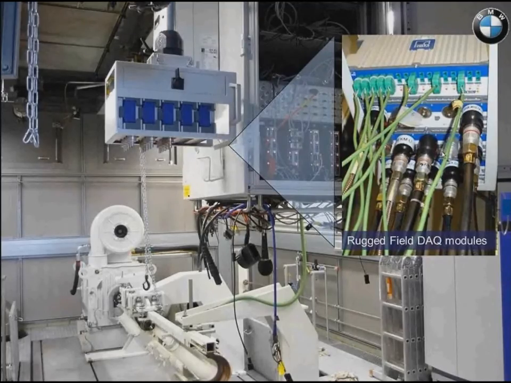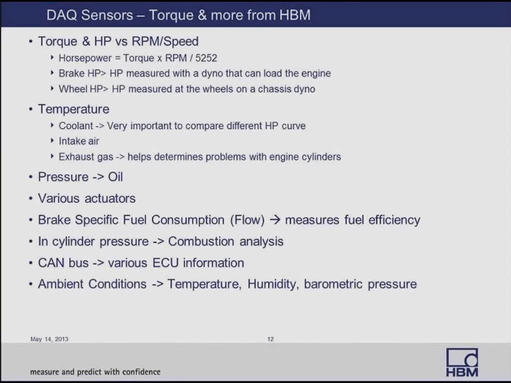These data acquisition hardware, since they're inside a test cell, are ruggedized. There's also a portion of the data acquisition hardware that's not inside the test cell, and it's inside a control room that need not be ruggedized. Both options are available for such applications. So what are the sensors that are used in a typical dyno testing?